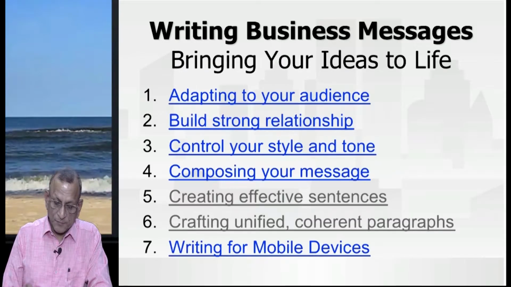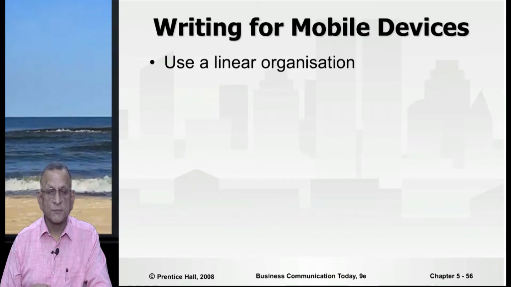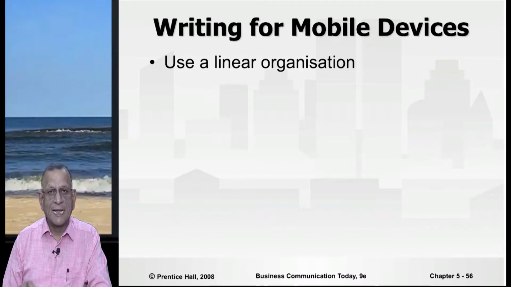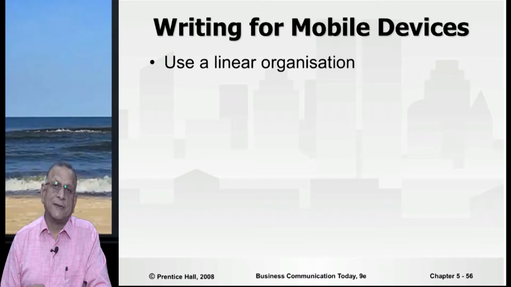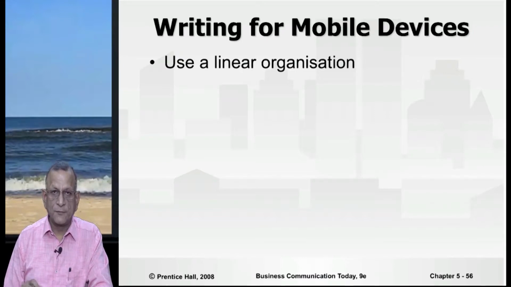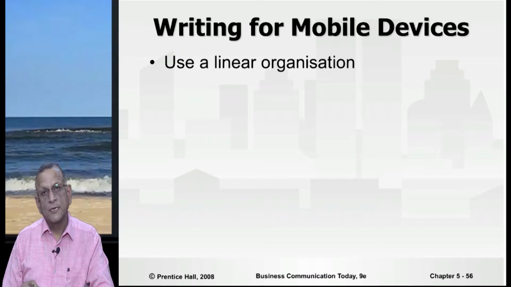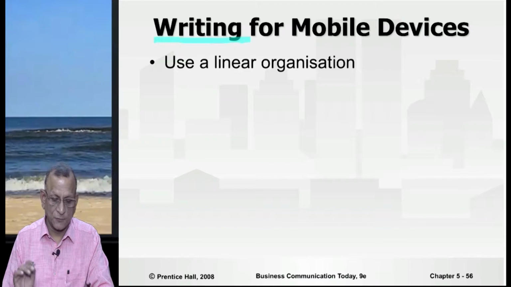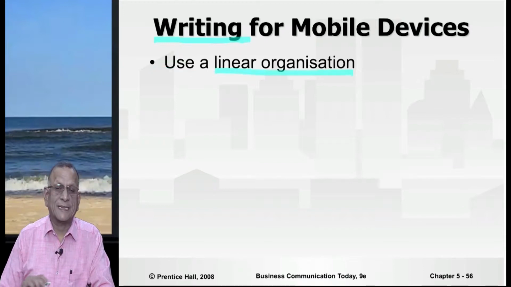And then, friends, we have the next part related to writing for mobile devices and the 7 C's of effective correspondence, one by one. We have already talked about mobile, the limitations of mobile devices, and how we can use them. In this chapter number 5, a few things help us understand how we should write for mobile devices. The first is use linear organization.